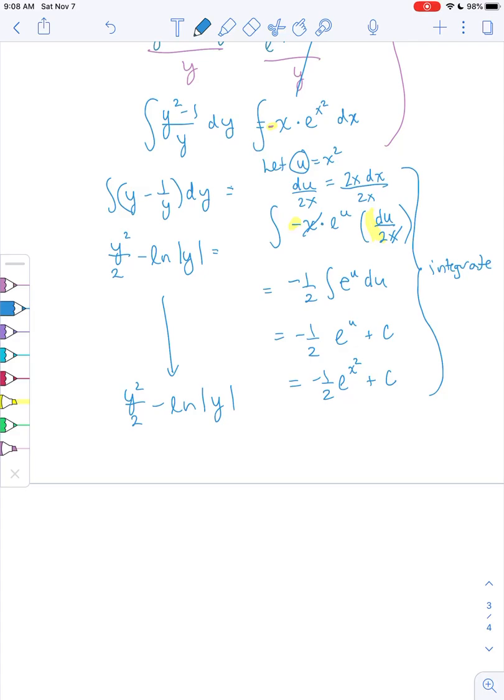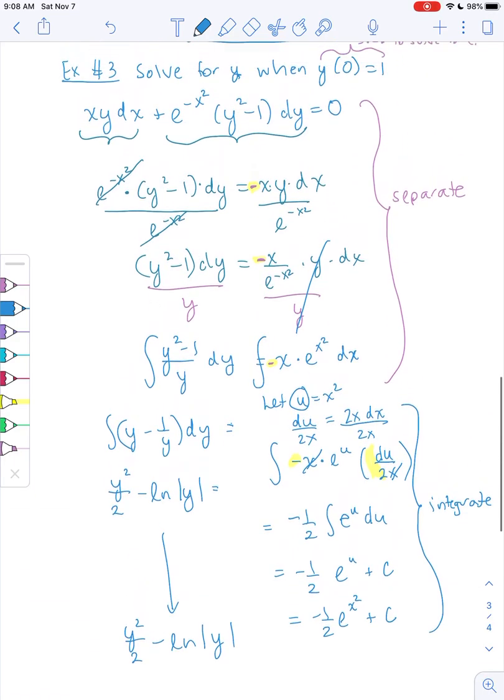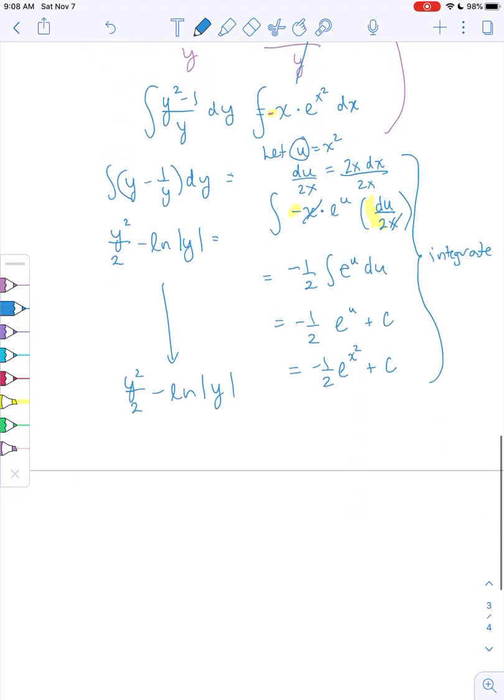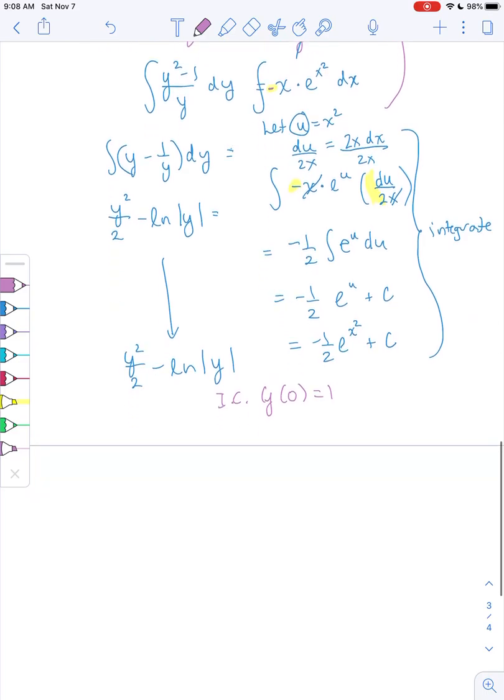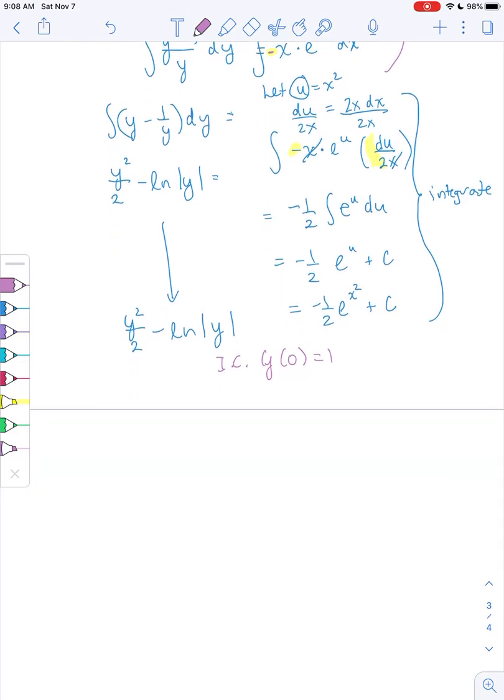So at this point, there's some questions where you won't be able to just isolate y. However, we did have enough information to solve for c with our initial condition at the beginning. Our initial condition, IC, was that y of 0 is equal to 1. Let me just make sure that that was what I wrote down. y of 0 is equal to 1. So at this point, this is the solve for c part.